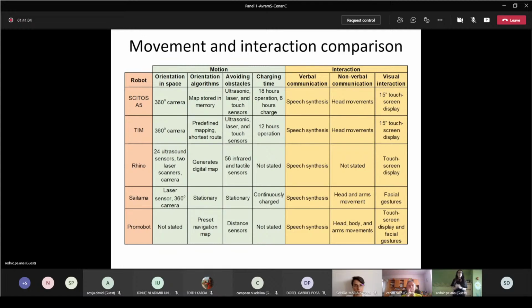During research, two main categories of features were studied and compared: motion and communication with visitors. Most of the robots use whole-range cameras and distance sensors, but as we can see, the safest way is to already have a predefined mapping of the environment stored in memory, besides the one created on the fly. For the interaction part, they have touchscreen displays and are also able to move parts of their bodies, which makes the experience more realistic.